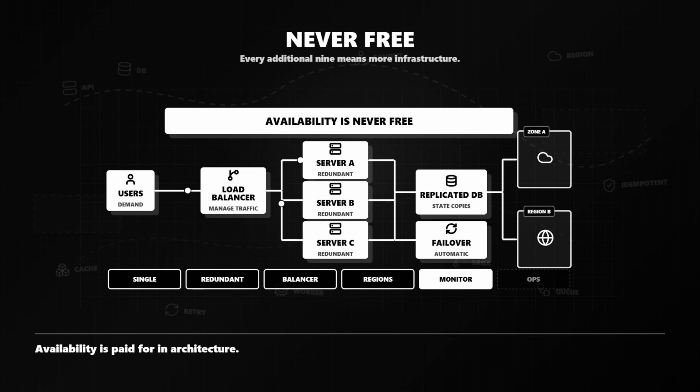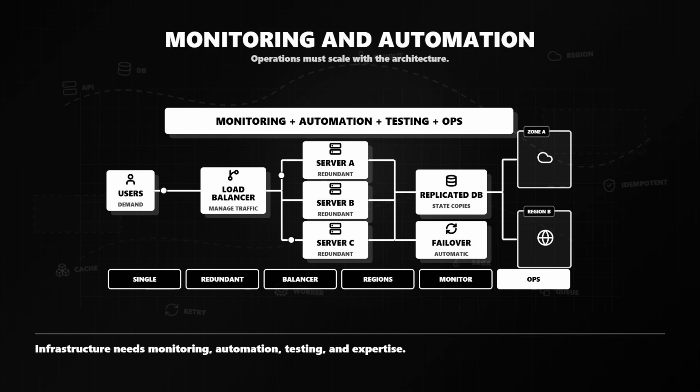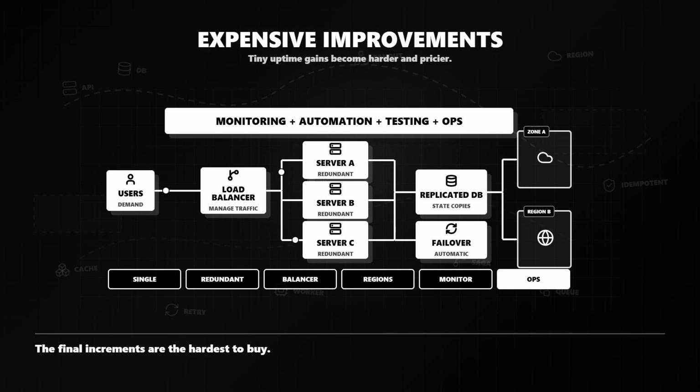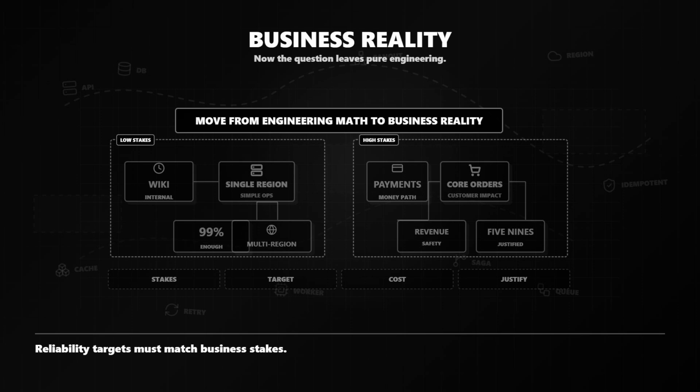Every single additional 9 you want means adding more infrastructure. You need way more monitoring, significantly more automation, endless testing, and, let's be real, a lot more specialized operational expertise from your engineering team. The closer you try to get to perfect uptime, the harder and astronomically more expensive every tiny improvement gets.